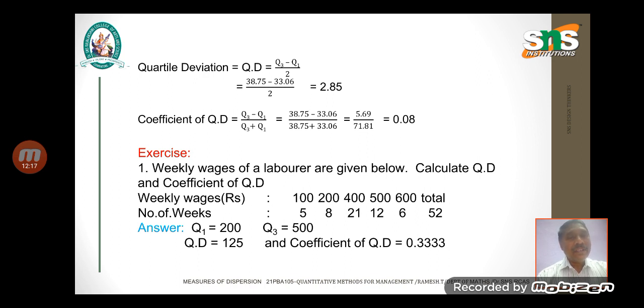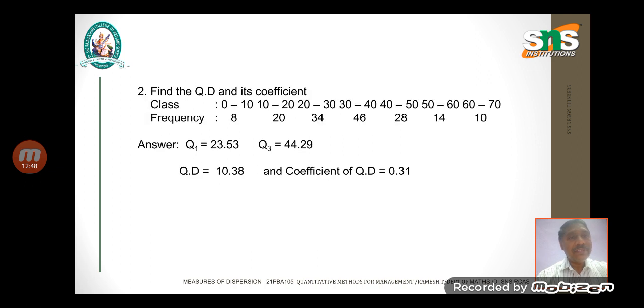Here is one more problem for exercise. Weekly wages of a labor are given below. Calculate the quartile deviation and coefficient. So the weekly wages are given and the number of weeks are there. Using this, we calculate Q1. Q1 is 200, Q3 is 500. Now we calculate the quartile deviation, that is 500 minus 200 divided by 2. That is equal to 300 by 2, that is equal to 150. The coefficient of quartile deviation is 0.333. So we can calculate this easily.